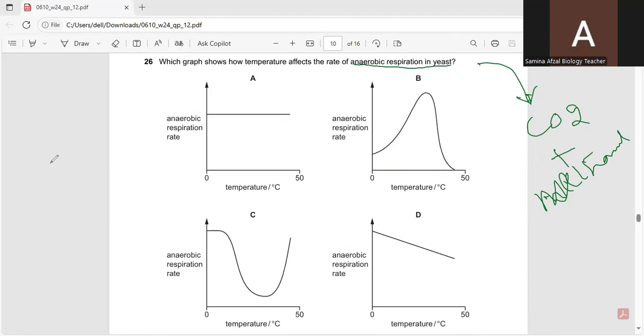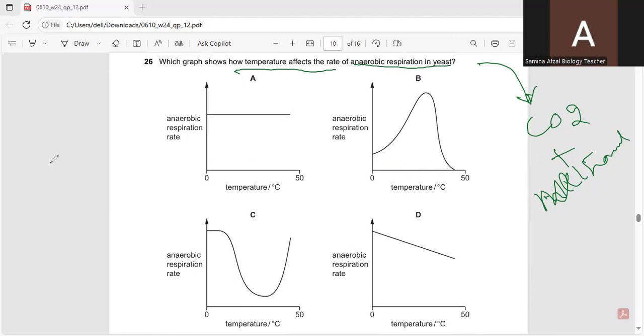So we have to explain the effect of temperature. If the temperature is becoming high, the rate of respiration will also become fast, but only up to a maximum temperature. The maximum temperature for the rate of reaction is usually 35 to 40 degrees centigrade. After this, the rate of reaction will slow down or it will stop.